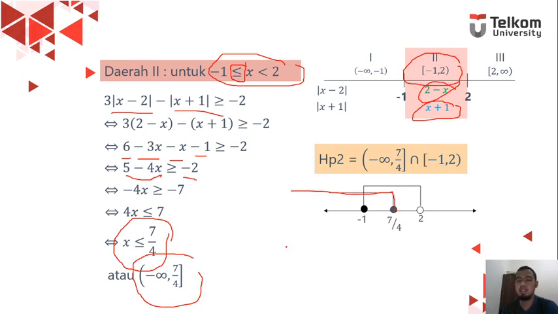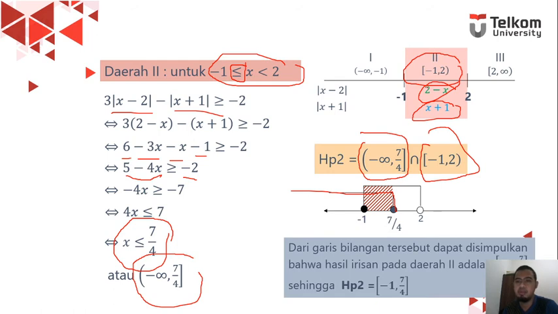Okay, next we will get this one. The area that contains the first area and also the second area in here will be the red area. So our conclusion here is that this will be the filled circle, this is a filled circle. Next we will get this one for HP2, so we will get from minus 1 until 7 over 4. Okay, so we have 2.